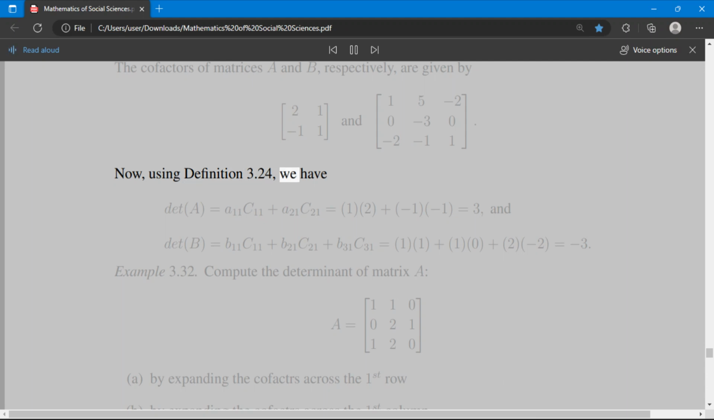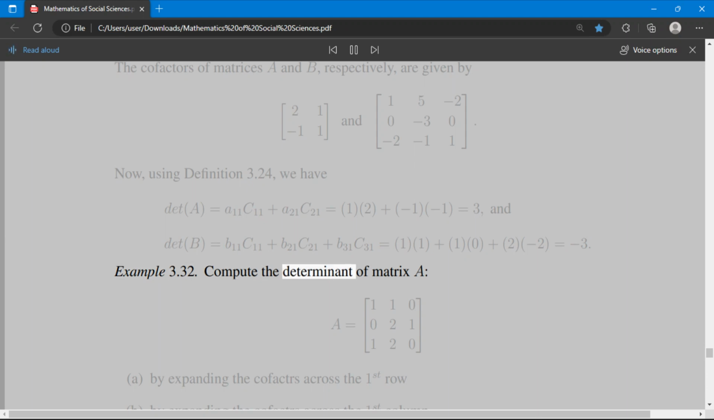Now, using definition 3.24, we have det A = a11 C11 + a21 C21 = 1·2 + 1·(-1) = 1, and det B = b11 C11 + b21 C21 + b31 C31 = 1·1 + 1·0 + 2·(-2) = -3.